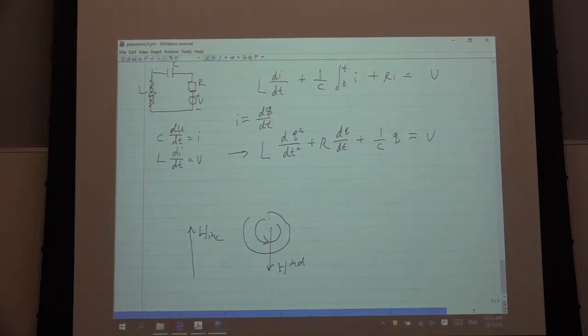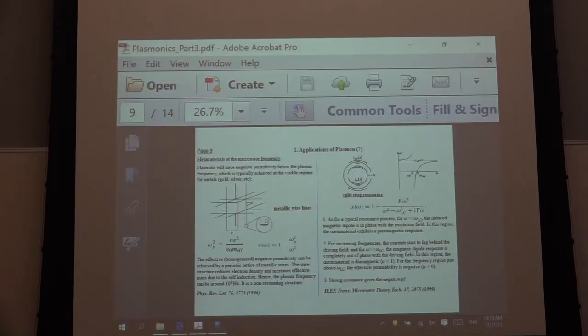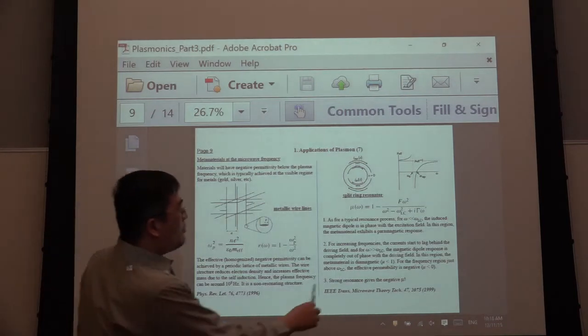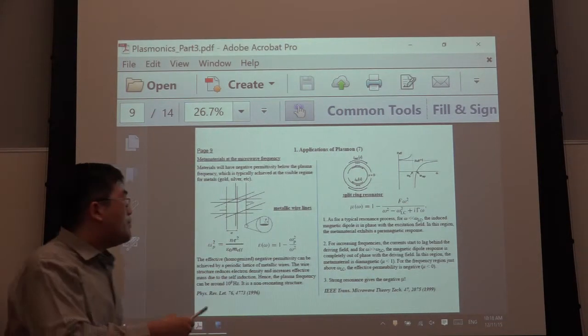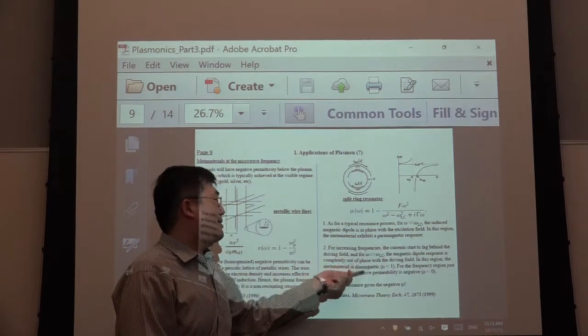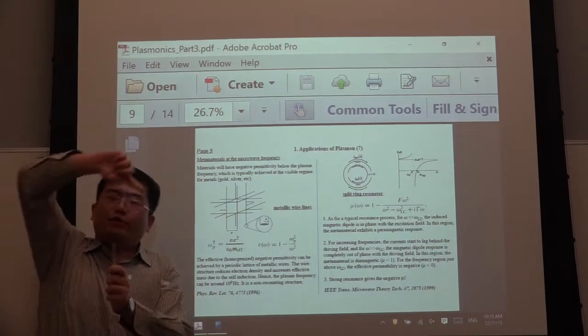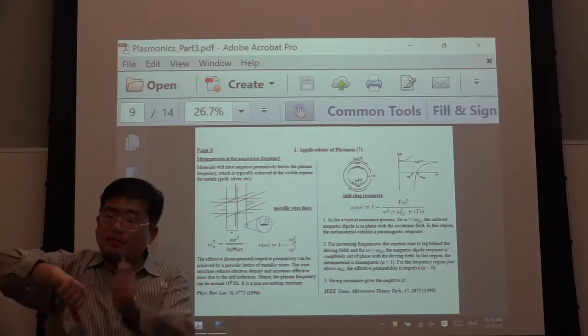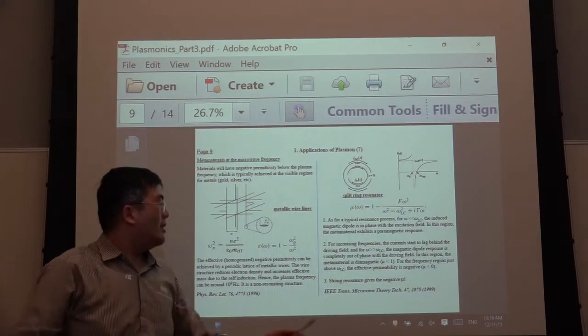This is a split ring. This is positive, this is negative. This is Pendry's idea. So this is out of phase. If out of phase, it is diamagnetic because they produce currents that cancel the incident field. So they are called diamagnetic.